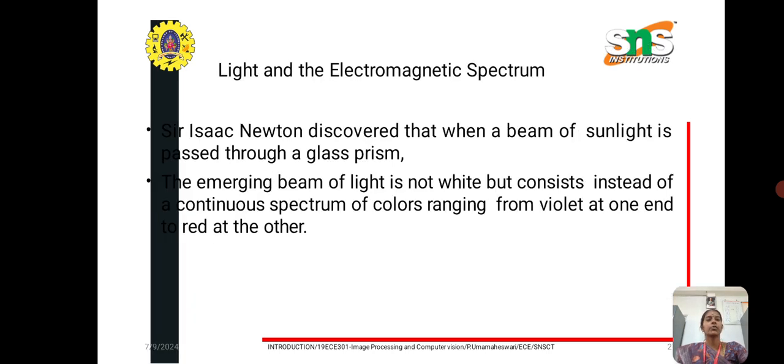Light and the electromagnetic spectrum. Isaac Newton discovered that when a beam of sunlight is passed through a glass prism, the emerging beam of light is not white but consists instead of a continuous spectrum of colors ranging from violet at one end to red at the other end.